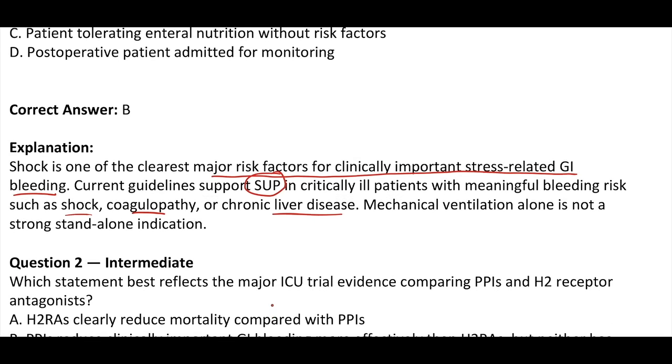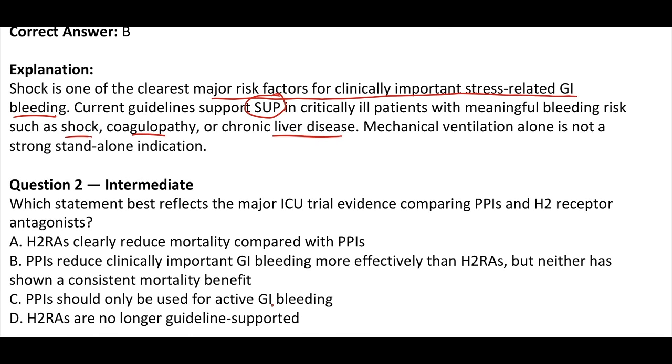All right, question number 2, a little bit harder. Which statement best reflects the major ICU trial evidence comparing PPIs and H2 receptor antagonists? A. H2 receptor antagonists clearly reduce mortality compared to PPIs. B. PPIs reduce clinically important GI bleeding more effectively than H2 receptor antagonists, but neither has shown a consistent mortality benefit. C. PPI should only be used for active GI bleeding. Or D. H2 receptor antagonists are no longer guideline supported.